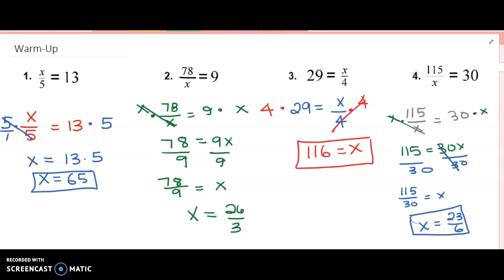All right, so on number 3, we're going to multiply both sides by 4, and then we're done. You just get x equals 116. Okay, number 4 requires a couple extra steps, so we're going to multiply each side by x, and then we get 115 equals 30x. Divide both sides by 30. You get 115 over 30, which then reduces to 23 over 6.